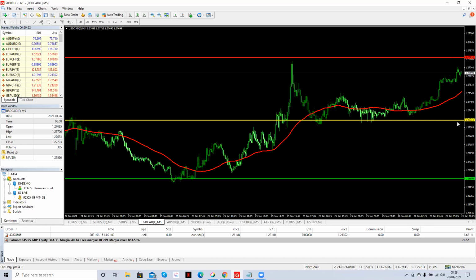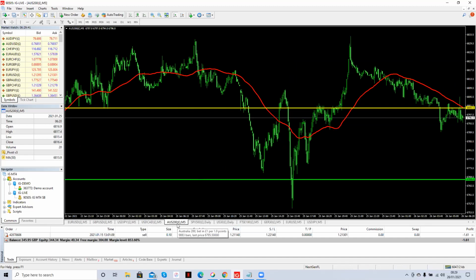Okay. So like I said, it's just you looking at where is the market now, and then whatever is above the market is your resistance, whatever is below the market is your support. And you want to sell below the support, buy above the resistance. Let's take it even further. Let's look at this. So this is Aussie US dollar.